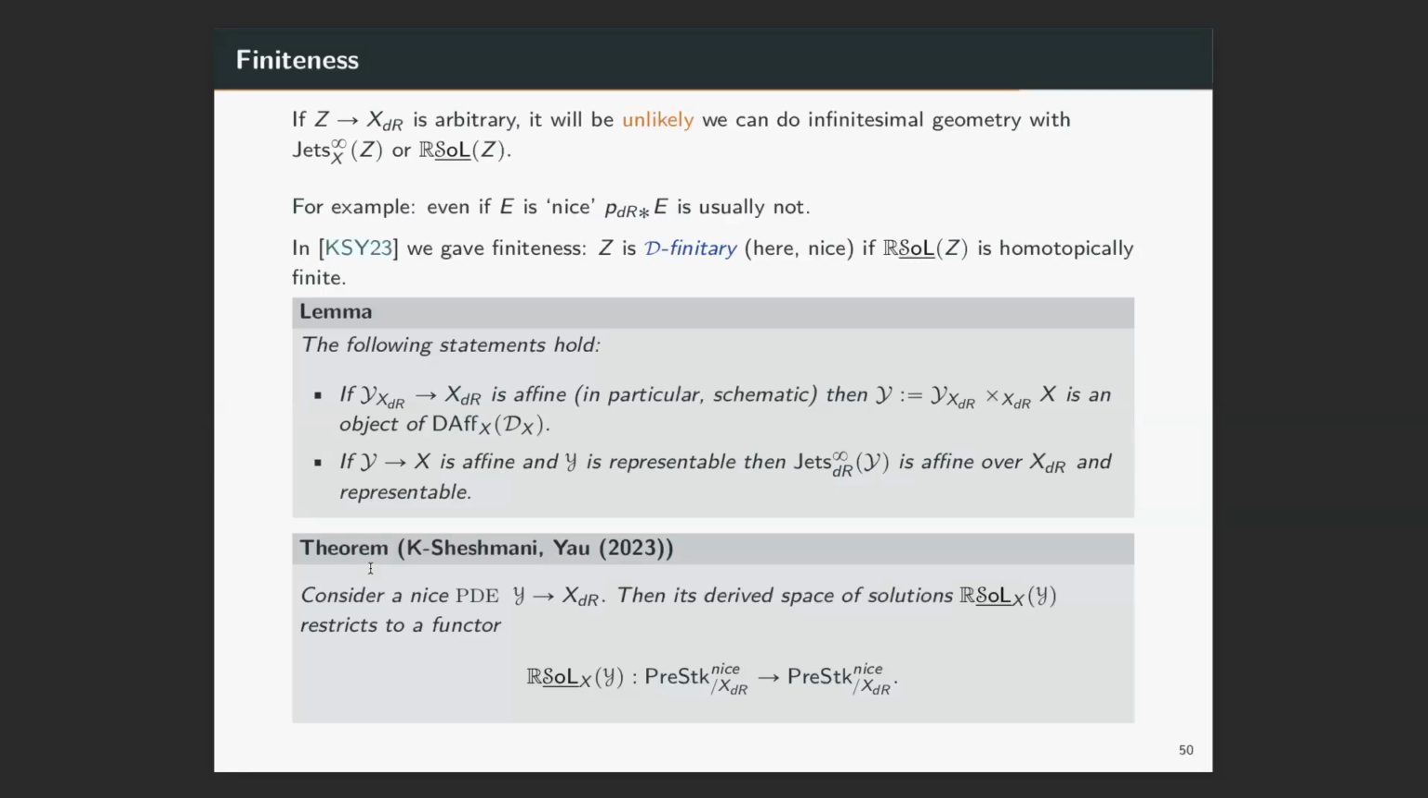Usually what people would want is at least that they're locally almost of finite type. So in derived terminology, people call them LAFT. LAFTness implies that we can have certain adjunctions that exist with ind-coherent sheaves and quasi-coherent sheaves that are very nice.